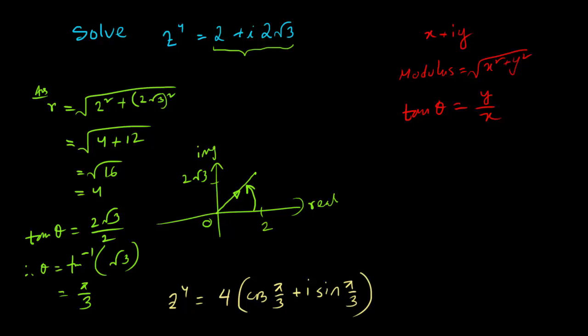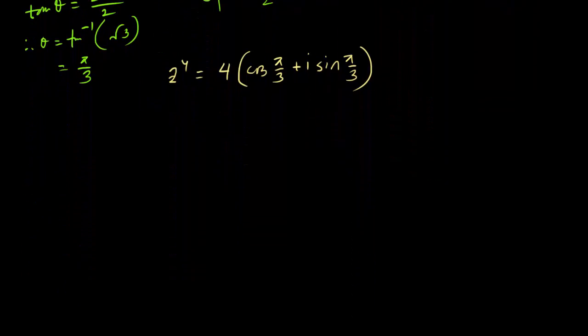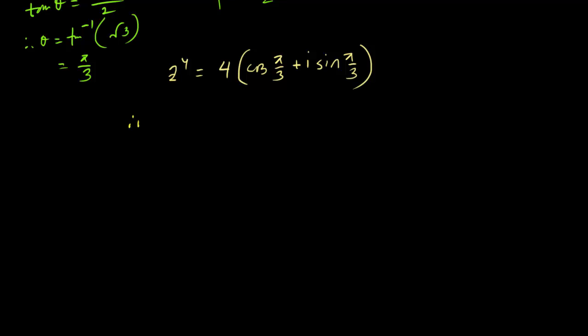So let me write this out. The complex number is r cos argument plus i sine argument. That is the modulus argument form of a complex number. Now the next step, we are going to try to solve this. How do you solve this? The first thing you do, you write z equals 4 cos pi by 3 plus i sine pi by 3, and you have this to the power 1 by 4.